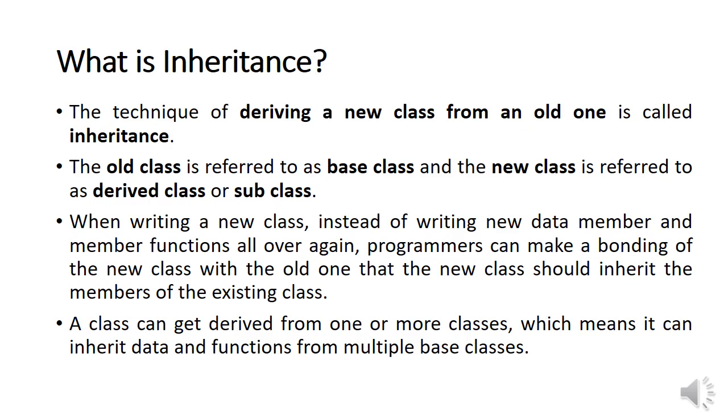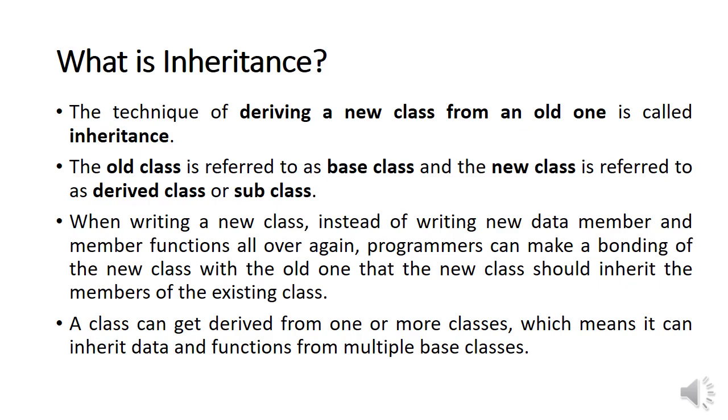Deriving a new class from an existing class is called inheritance. The old class or the existing class is called the base class, and the new class which is derived from the existing class is called the derived class or subclass. If you want to use the data members and member functions of an existing class in a new class, instead of writing new data members and member functions all over again, the programmer can make a bonding of the new class with the existing class so that the new class can access or use the data members and member functions of the existing class. This property is called inheritance.